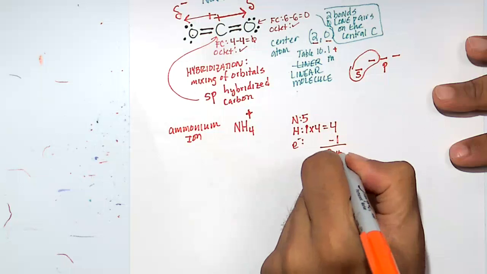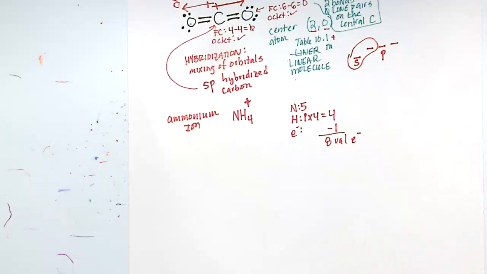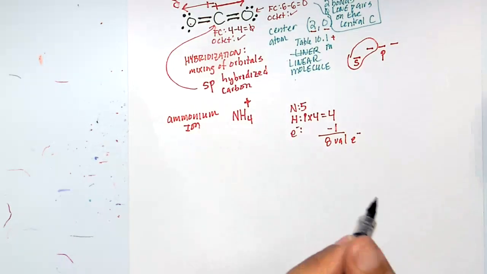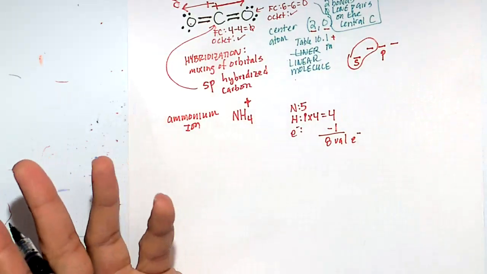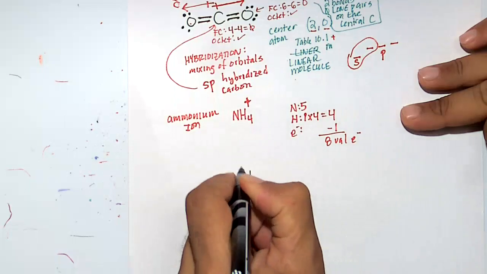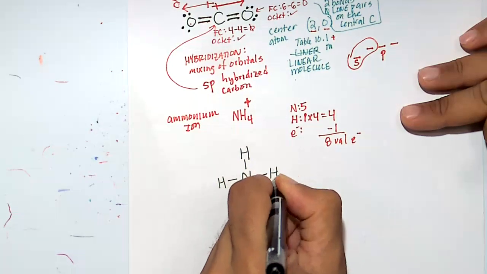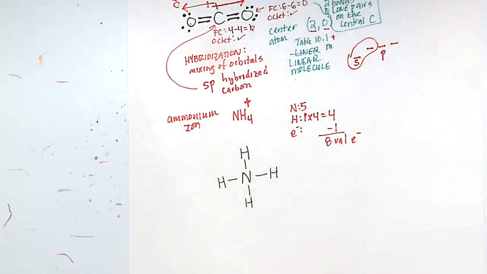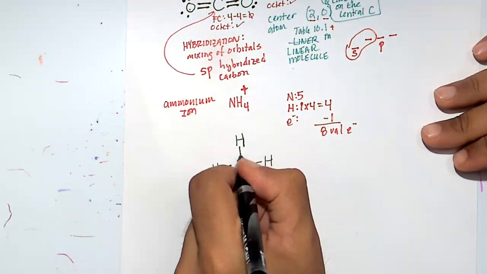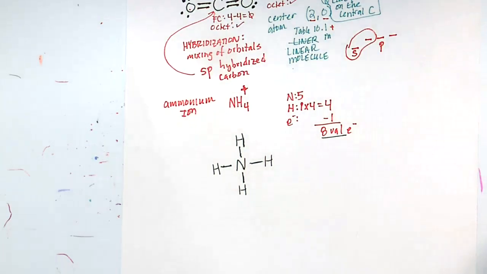So our goal here is to get 8 valence electrons around the ammonium ion. Okay? So what's our central atom? Not hydrogen. It's nitrogen. So nitrogen, 1, 2, 3, 4. So 1, 2, 3, 4, 5, 6, 7, 8. So there is my 8 valence electrons.